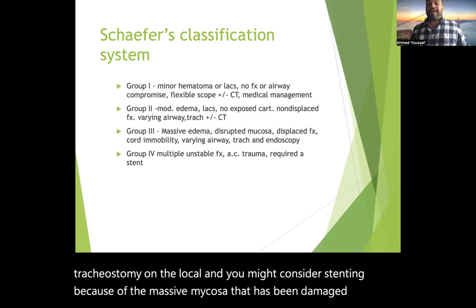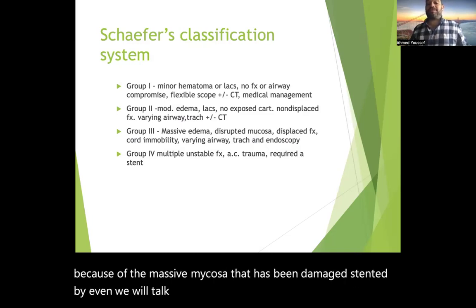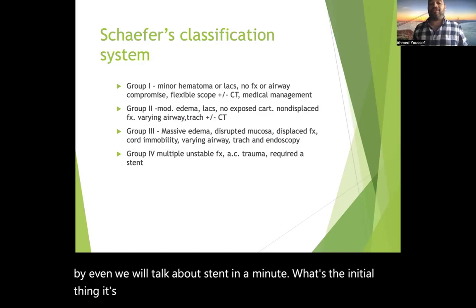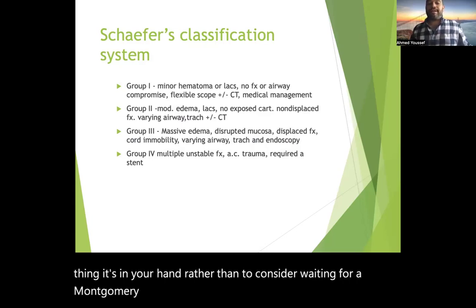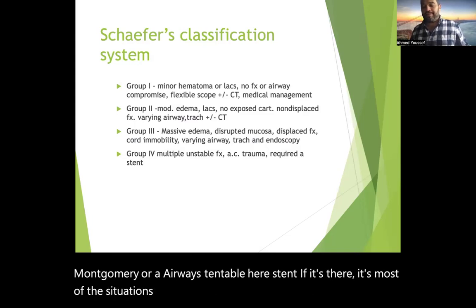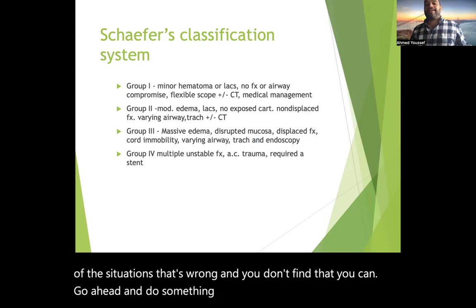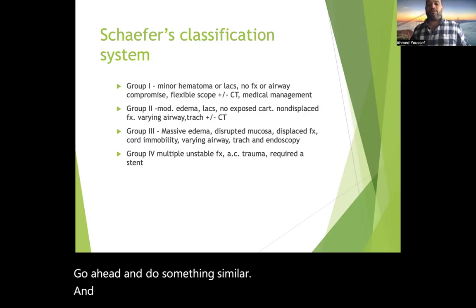We will talk about stenting in a minute. What's the initial thing is what's in your hand, rather than waiting for a Montgomery or an airway stent, a Bulgaria stent. If it's there, good, but in most trauma situations you don't find it, so you can go ahead and do something similar, and that saves you waiting for a stent.